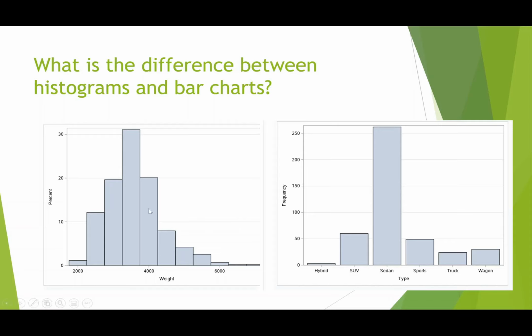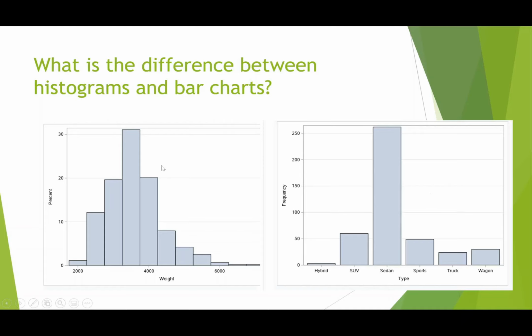The first main difference is that the type of dataset used to plot is totally different. Histograms are used with continuous data. However, for bar charts, we always use categorical or nominal data.